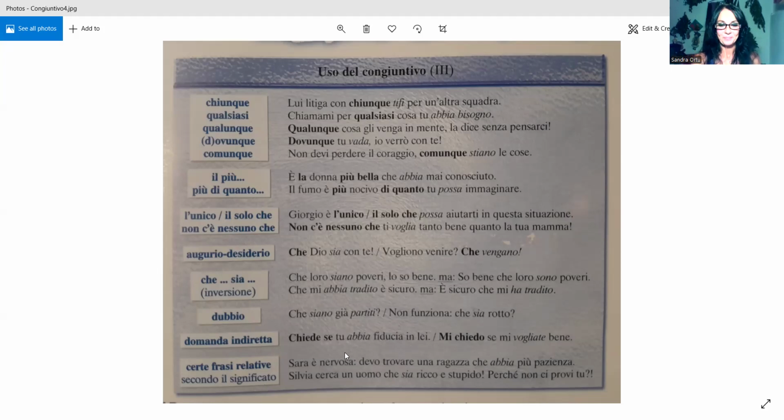So, what? Sara è nervosa. Devo trovare una ragazza che abbia più pazienza. Sarah is quite nervosa, which doesn't mean necessarily nervous. We can go for nervous because we don't know Sarah. It could also be bad-tempered, or yes, could be. We'll go for nervous. I must find a girlfriend who is more patient.